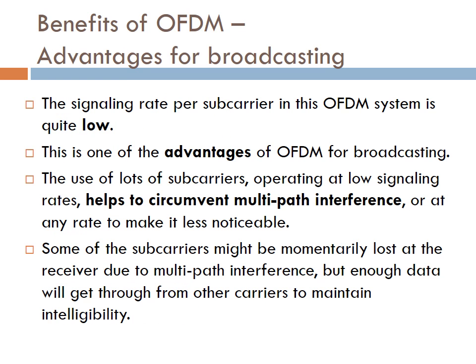The signaling rate per subcarrier of the OFDM system is quite low. This is one of the advantages of OFDM for broadcasting. The use of lots of subcarriers operating at low signaling rates helps to circumvent multipath interference, or at any rate to make it less noticeable. Some of the subcarriers might be momentarily lost at the receiver due to the multipath interference, but enough data will get through from other carriers to maintain intelligibility.